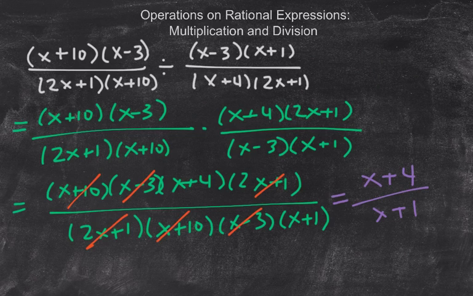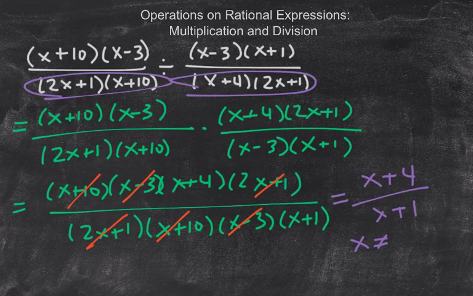I want to be careful that I note the excluded values. So I'm looking at the x values that make the original expression undefined. Now in these division problems, there are actually a few ways to make the expression undefined. We can have either of the original denominators have a value of 0, but we can also have the second numerator have a value of 0.